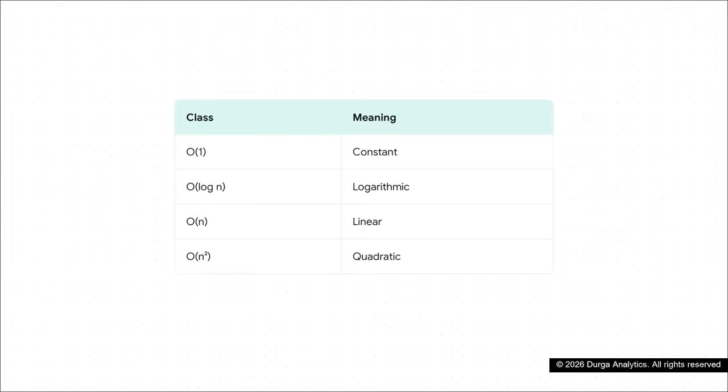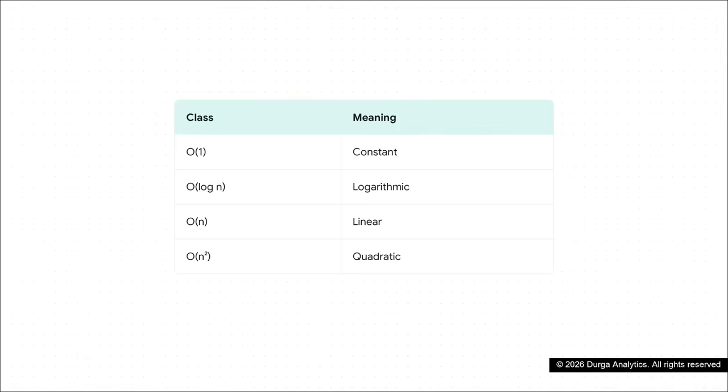Let's do a quick rundown of the heavy hitters you'll see every day. O(1) is constant. It takes the same time for 10 items or 10 million. It's the holy grail. O(log n) is logarithmic. Every time your input doubles, the cost only bumps up by a single step, which is just fantastic for scale. O(n) is linear. Double the input, double the work.